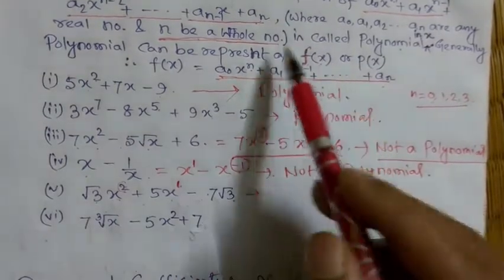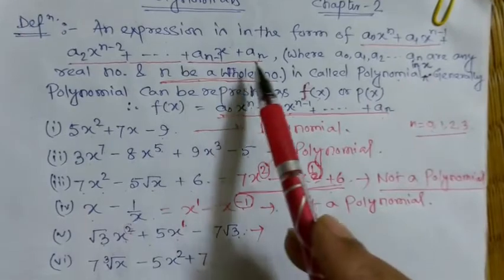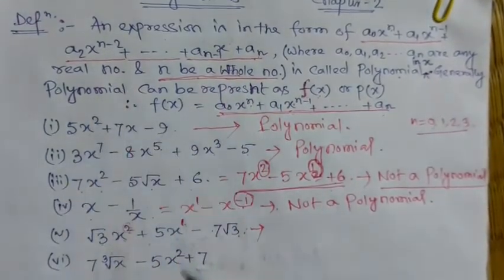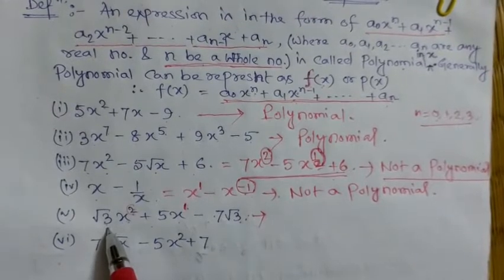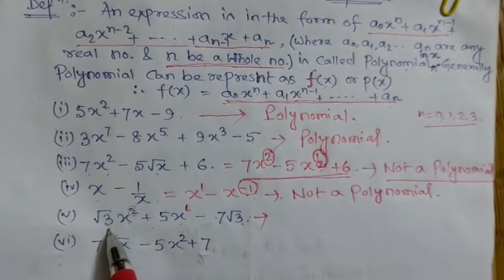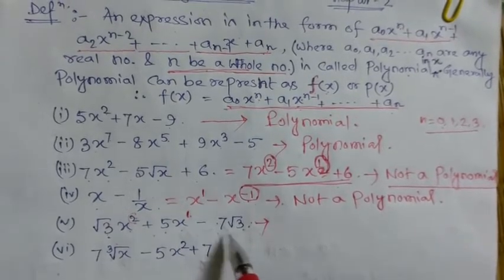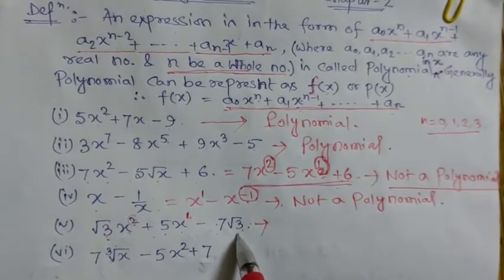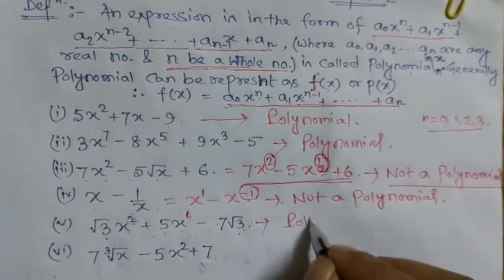Now we have to consider a0, a1, a2, a3; these numbers are real numbers. Root 3 is a real number. 5 is also a real number. Minus 7 root 3, all the numbers are real numbers. So there is no problem. That's why this one is a polynomial.